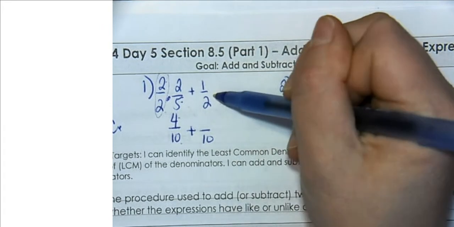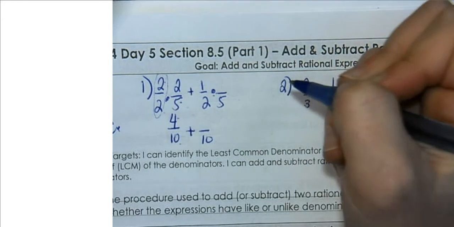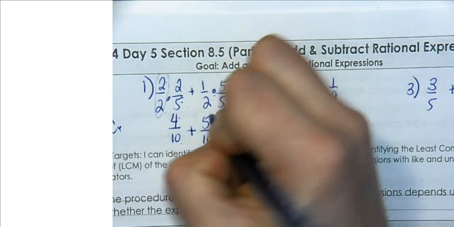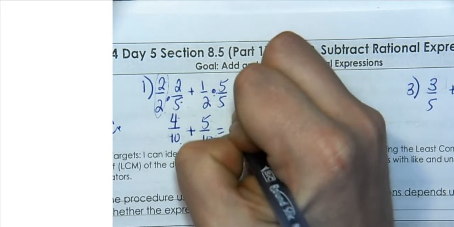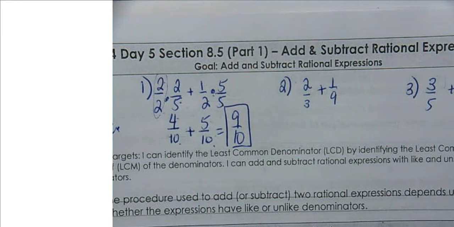In order to change 2 into the number 10, we multiply the denominator by 5, but whatever you do to the denominator, you have to do to the numerator. We're going to change 1/2 into 5/10. We're not changing the value of this fraction, we're just changing the look of it, so that we now have like things. We're going to be adding tenths. 4/10 plus 5/10 equals 9/10. And hopefully you got 9/10 as your answer and showed very similar work on your paper.